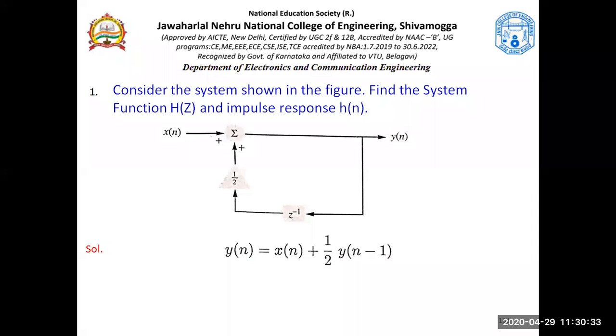Understand this? Now, by seeing this particular equation, can we say what type of system this is? Is it a causal system or non-causal system? Is it possible to say by seeing this?